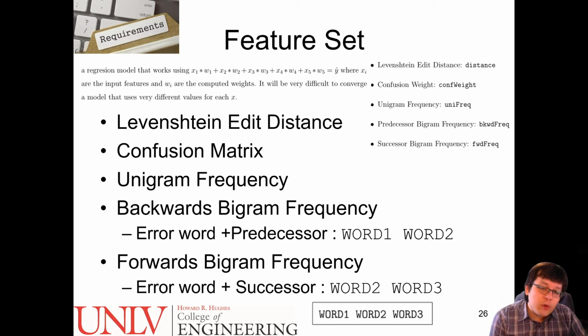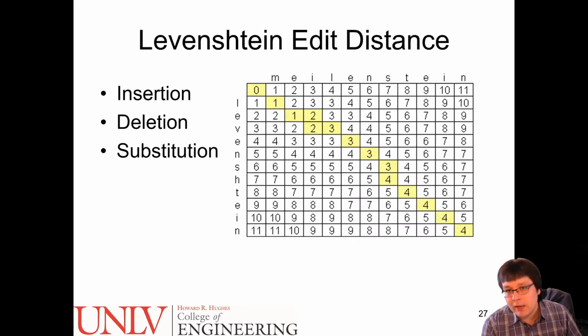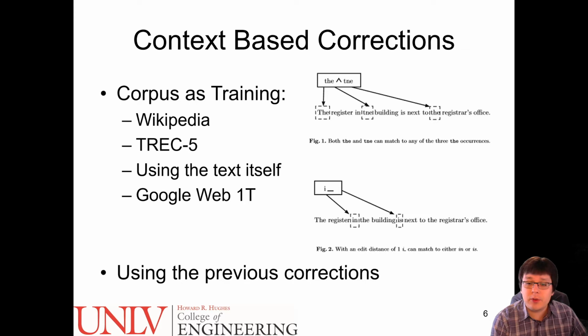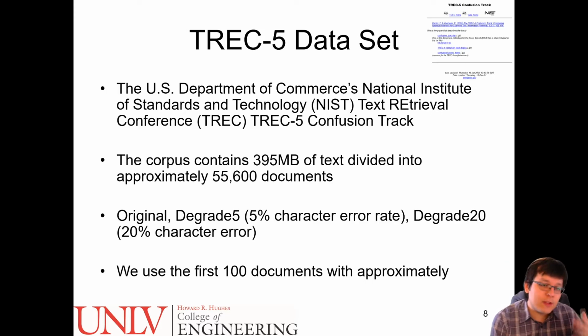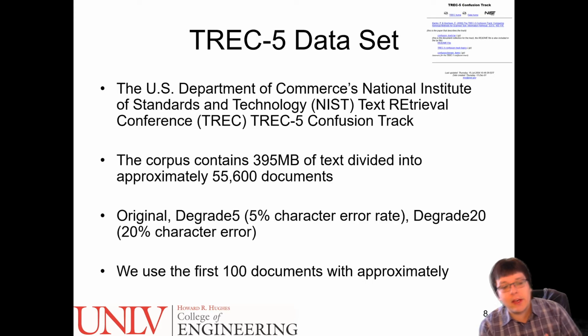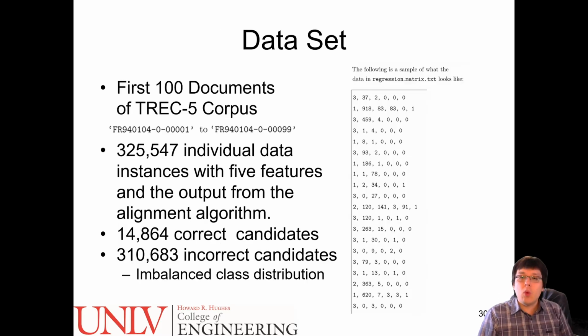Whatever has more frequency of that pair is a higher chance of being the right candidate. And so we do that with the word before and the word after. In this case, we are using TREC-5, which is an OCR dataset where it has the originals dataset and it has a 5% character degraded dataset. Let me walk you through the second line.